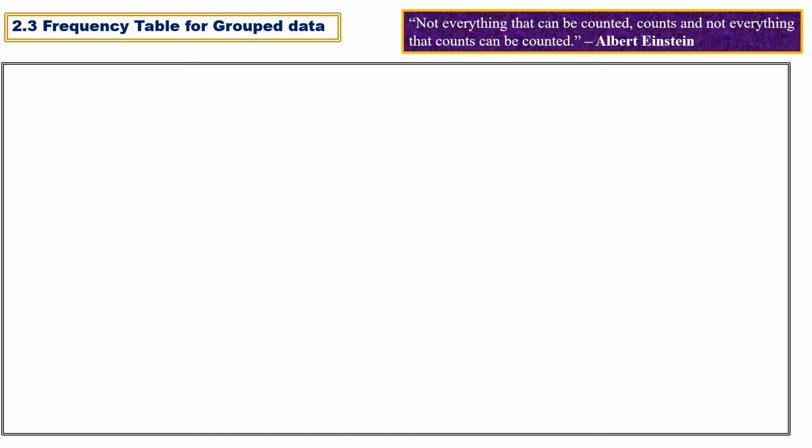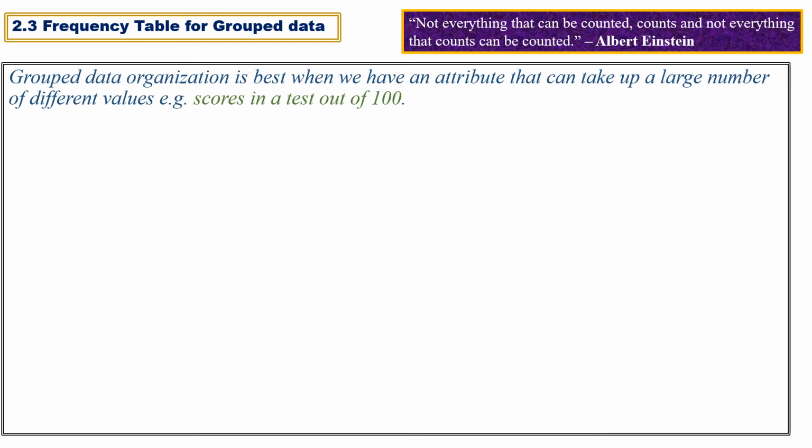Next, we're going to illustrate how to construct a frequency table for grouped data. Now, grouped data organization is best when we have an attribute that can take up a large number of different values. For example, scores on a test out of 100, because depending on the number of students, you might have many different values from 0 to 100. So a suitable organization would be to take those possible values and group them into fixed classes. That would be your first step.